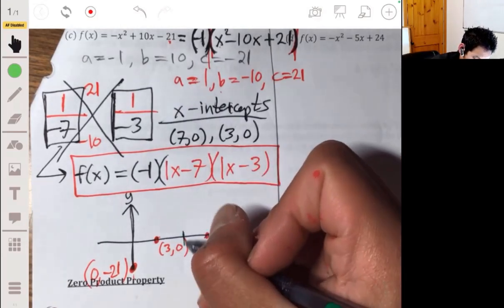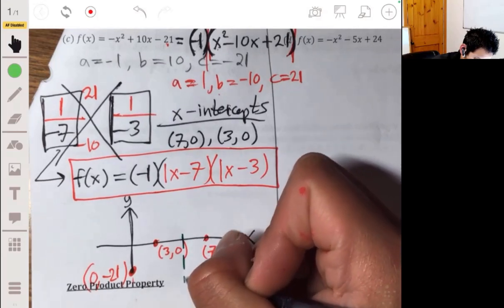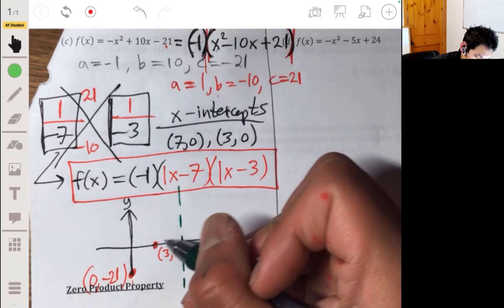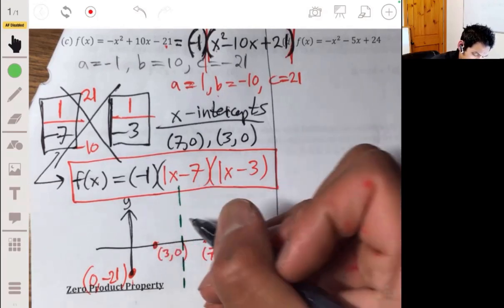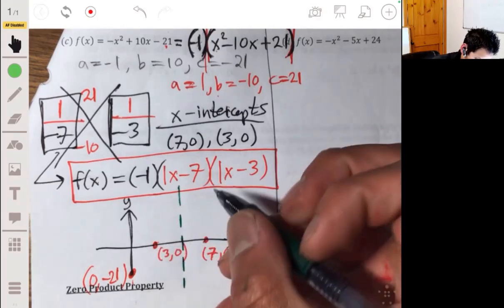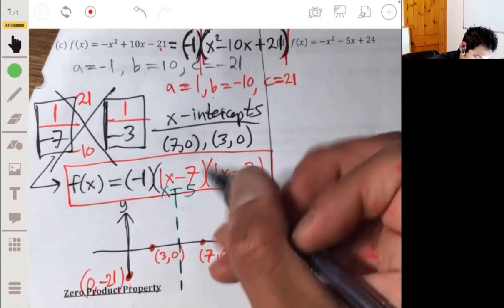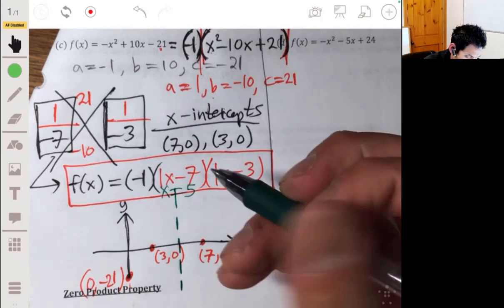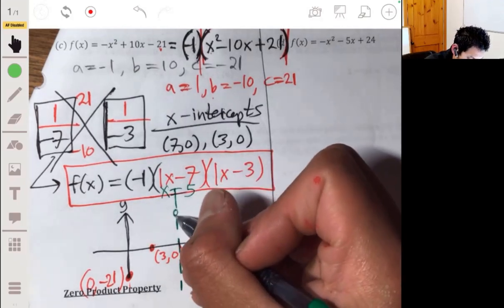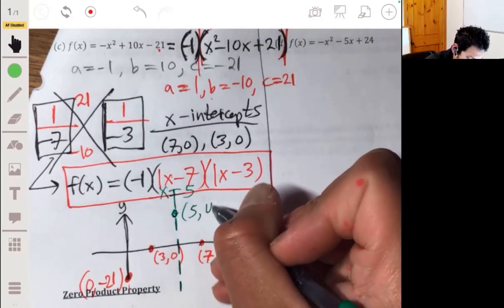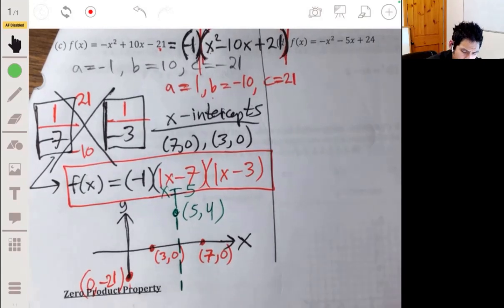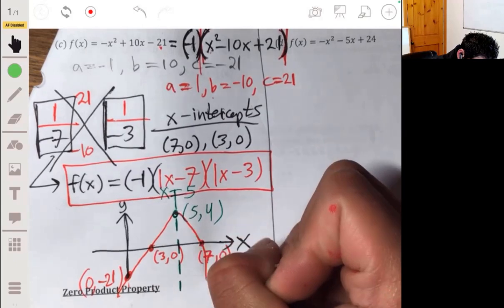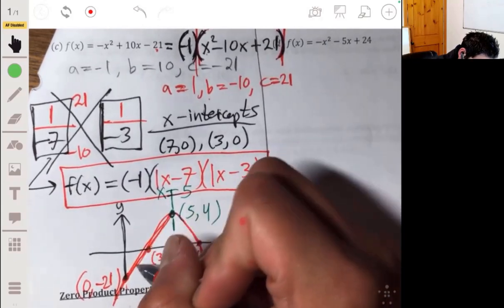I'm doing additional work because this is really fun. I'm really enjoying it. The vertex will be halfway between 3 and 7, so that will be at 5. So this is the line x equals 5. And if you calculate where it is, it'll actually be at 5, 4. And this doesn't look like a parabola, but it's still good.